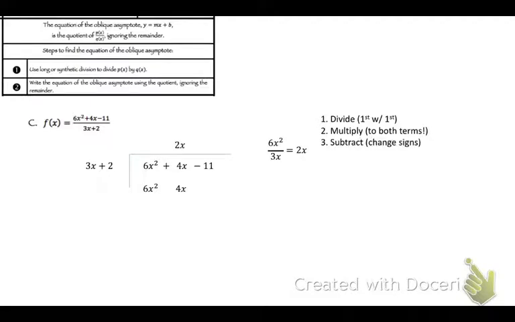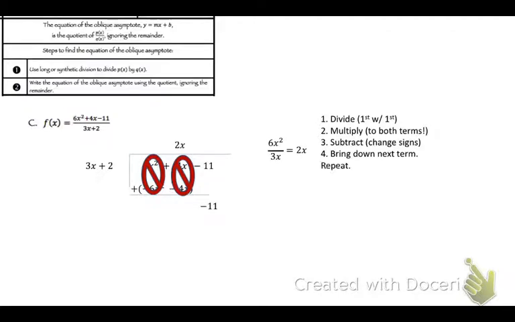Then you subtract and you change both signs. So that's going to be minus, I'll put them in parentheses, distribute that in. So that's minus 6x squared minus 4x. Those cancel. Those also cancel. Then you can bring down the next term. We get negative 11. And you repeat. But negative 11 cannot be divided by 3x. That's my remainder. So we're just going to ignore it. And my equation of that line is y equals 2x.